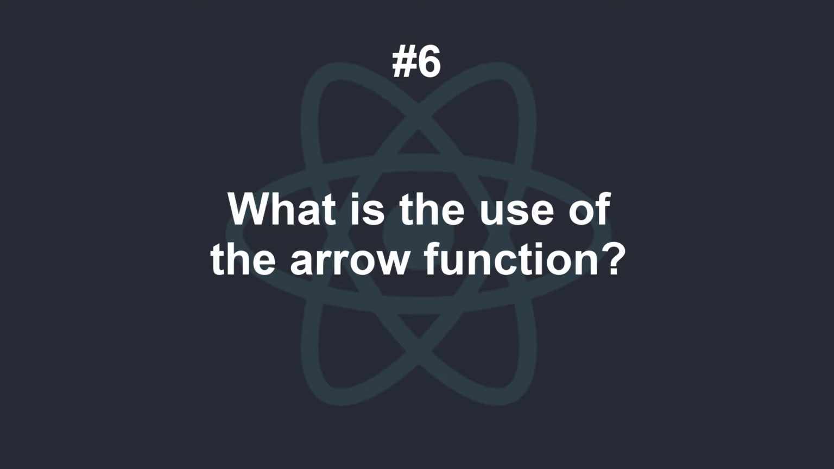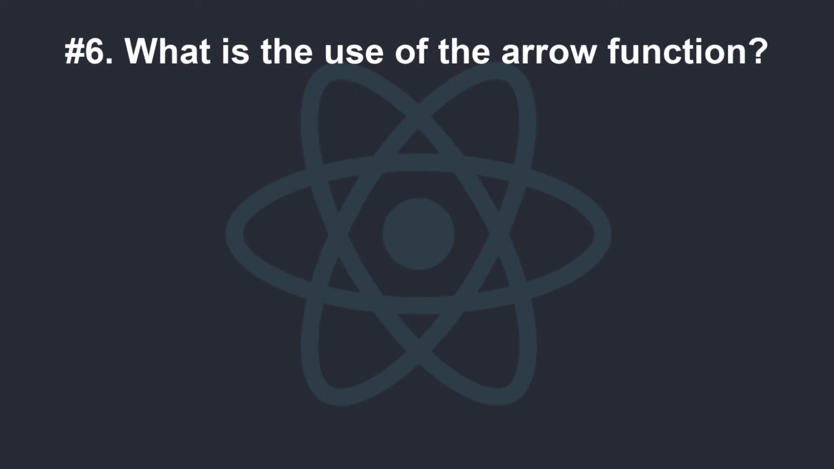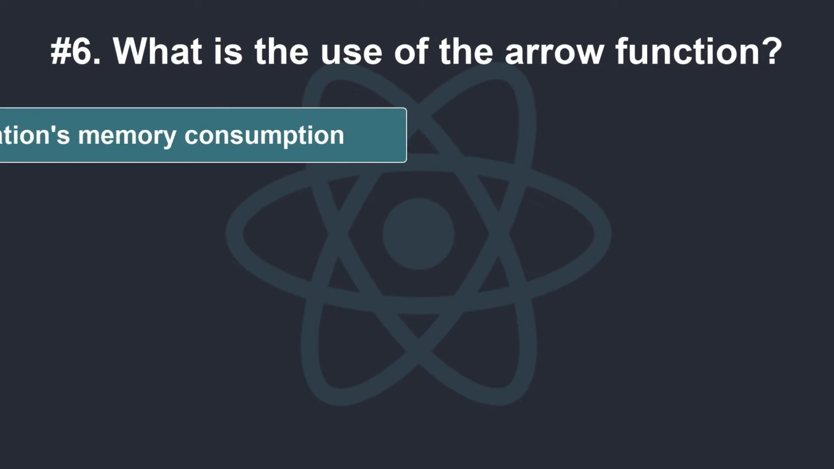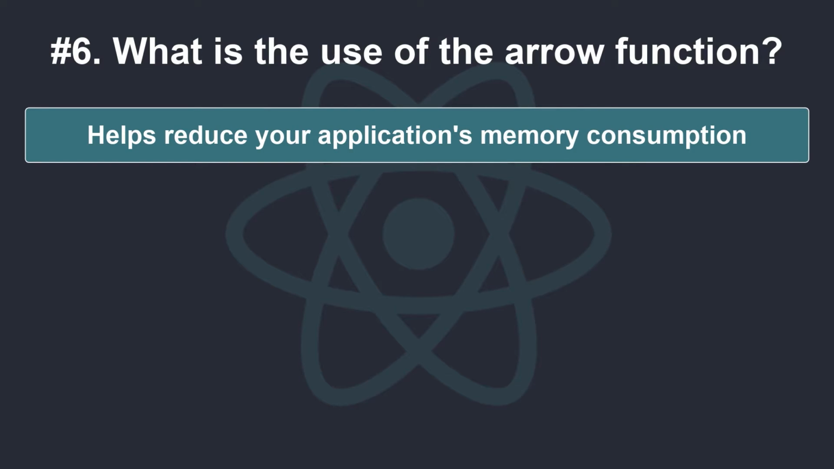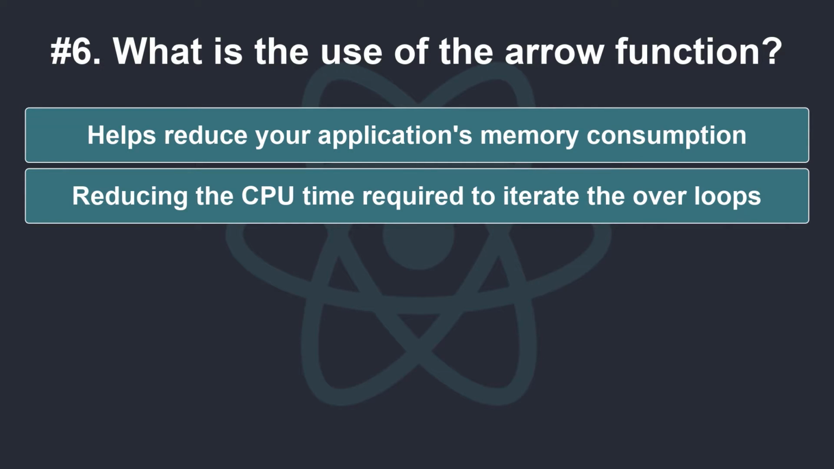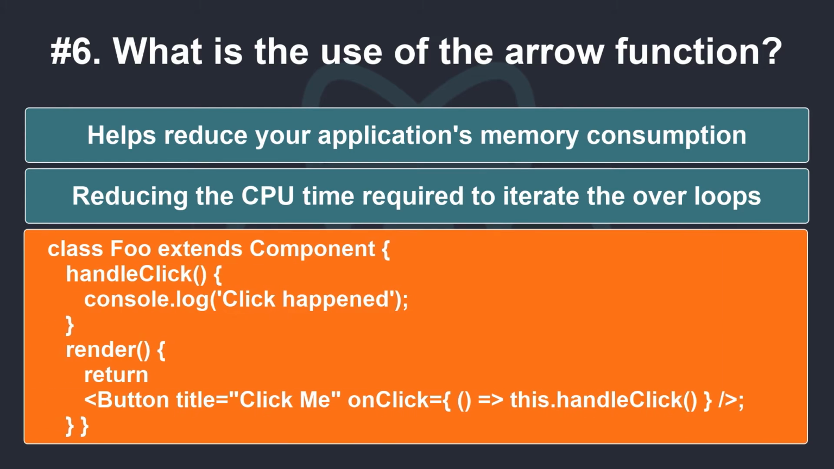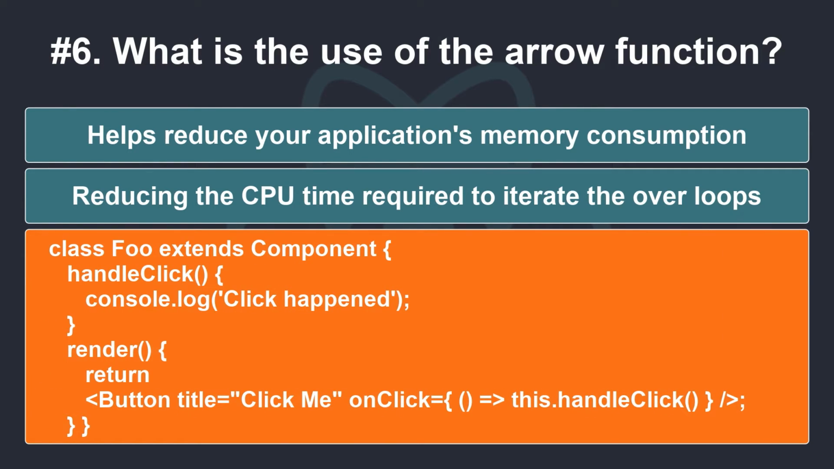What is the use of the arrow function? The use of arrow functions in React Native is to help reduce your application's memory consumption. It's done by reducing the CPU time required to iterate the loops to generate the components necessary for your lists. Here's an example of an arrow function in render.